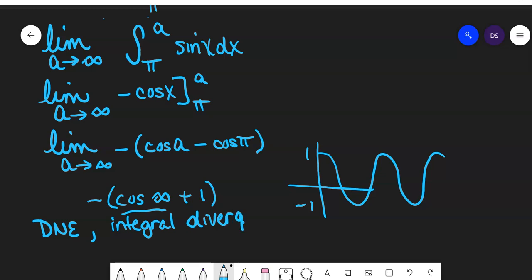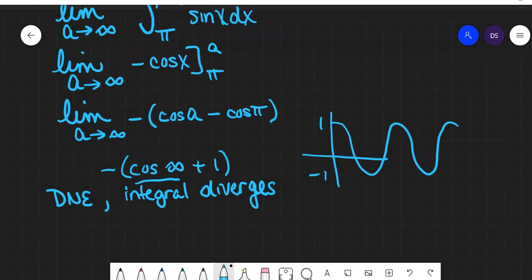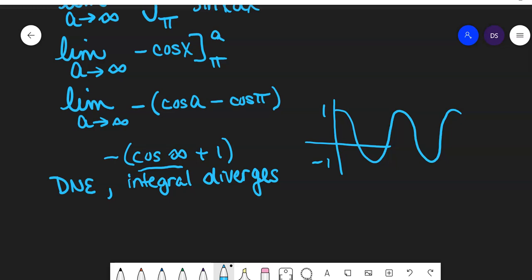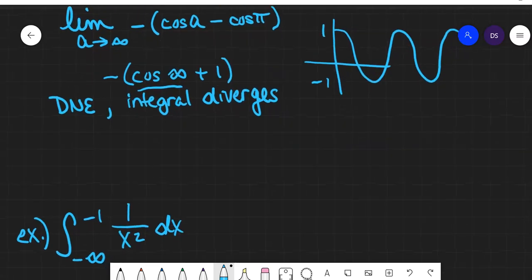Things can either diverge or converge. So when I can't pinpoint an answer, or if an answer goes up to infinity or down to negative infinity, it would diverge, even if the answer would be infinity. I can't put a quantity on it, so it's not finite. So that would diverge. Okay.